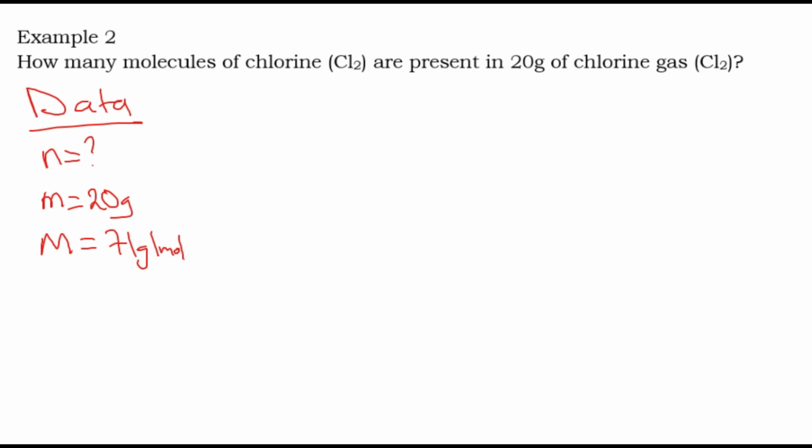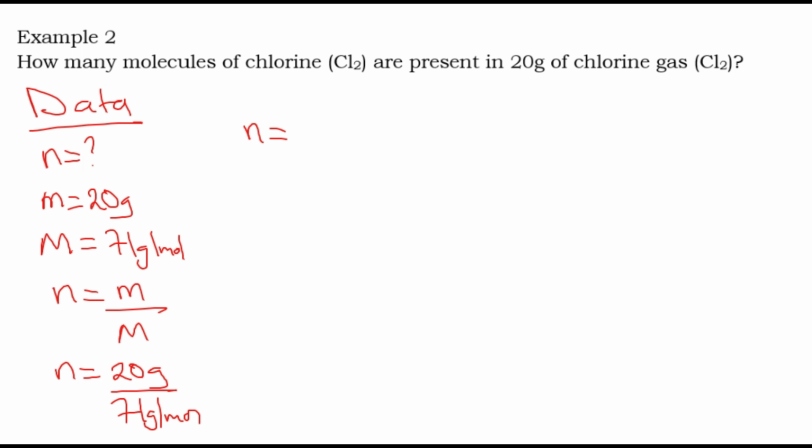Right. So number of moles is equal to mass over molar mass. We have number of moles is equal to 20 grams divided by 71 grams per mole. When you divide 20 grams over 71 grams per mole, you're going to get 0.28 moles. So the grams did get cancelled.